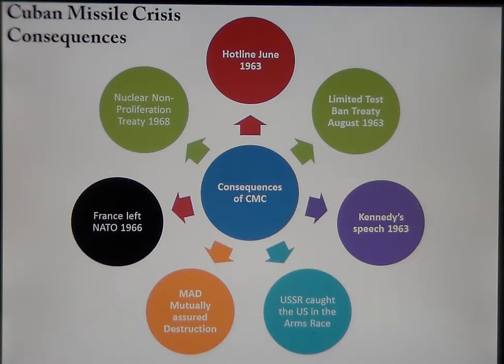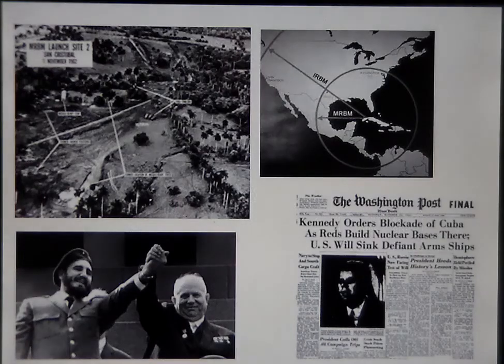Now, the final thing we need to be aware of is because the American missiles were removed in secret, that made Khrushchev look weak. This reduced his authority, and eventually he was forced to step down. So at the end of the day, Kennedy looks like the stronger man.